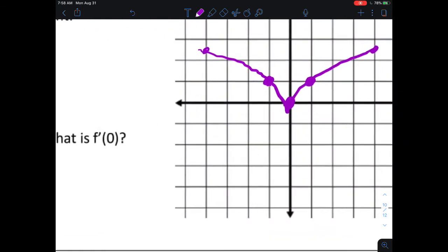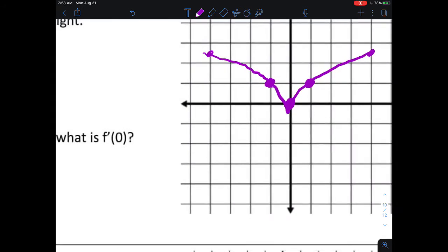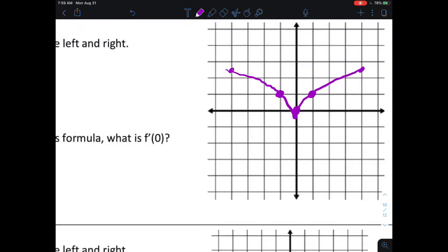Well, as x approaches 0, if I try to zoom in, now my picture isn't very great, but what we have here is a very sharp turn.